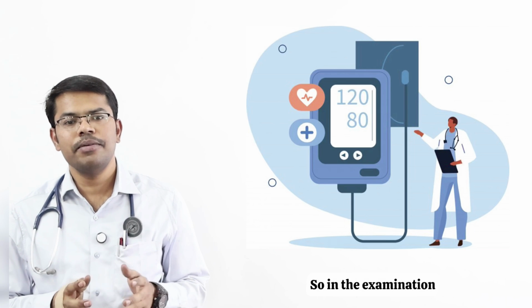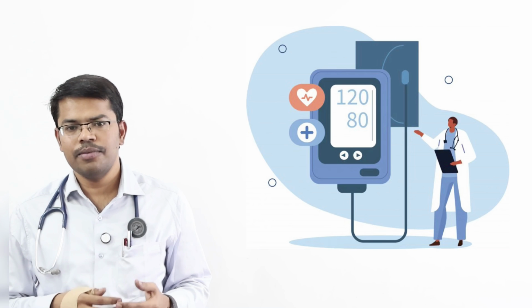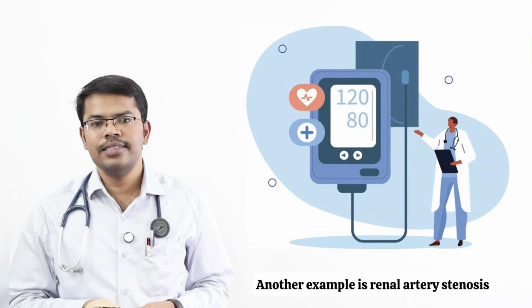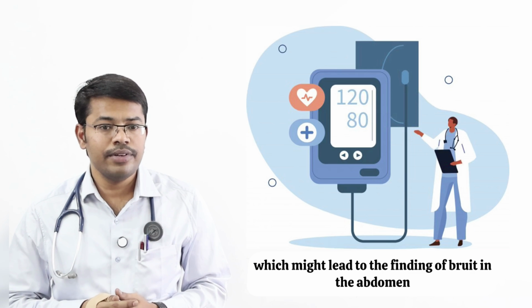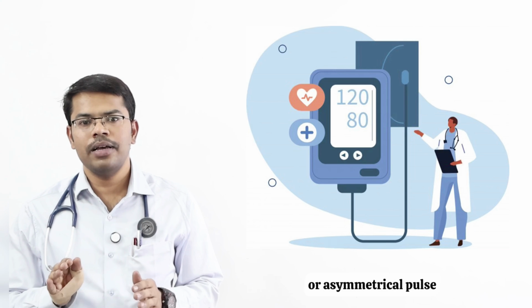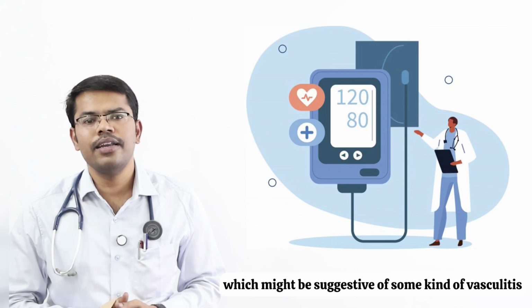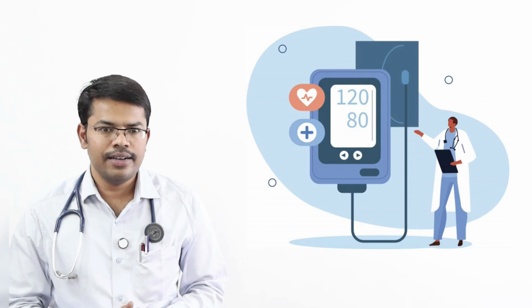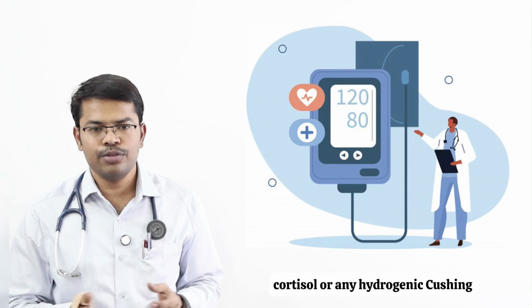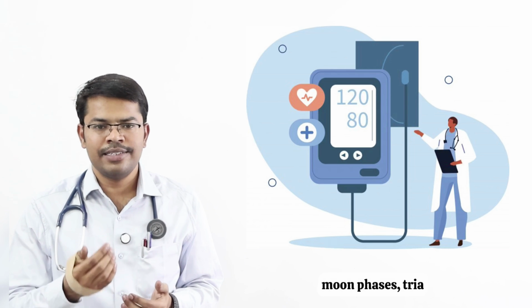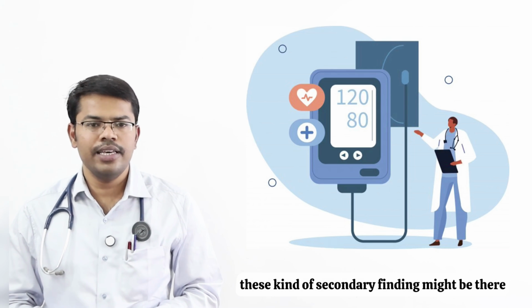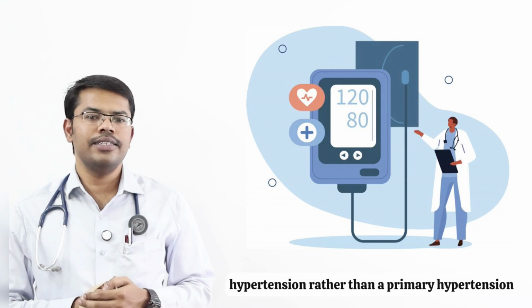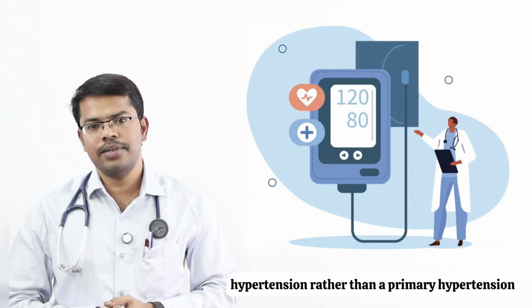So in the examination, what more will you get commonly? Probably joint pain suggestive of an autoimmune etiology. Another example is renal artery stenosis, which might lead to a bruit in the abdomen, or asymmetrical pulse, which might be suggestive of some kind of vasculitis, or features suggestive of Cushing syndrome, high cortisol or iatrogenic causes because of drugs. Moon facies, striae, these kinds of secondary findings might be there. So all these points favor secondary hypertension rather than primary hypertension.